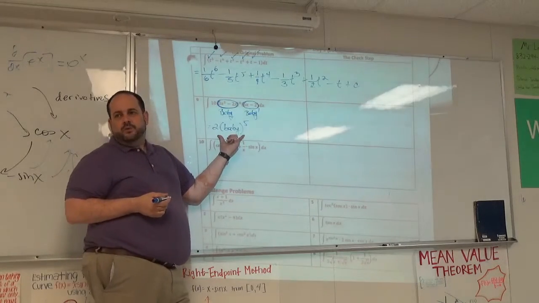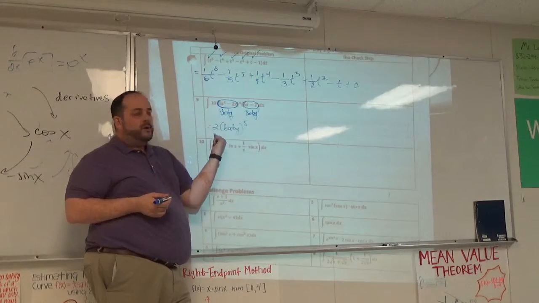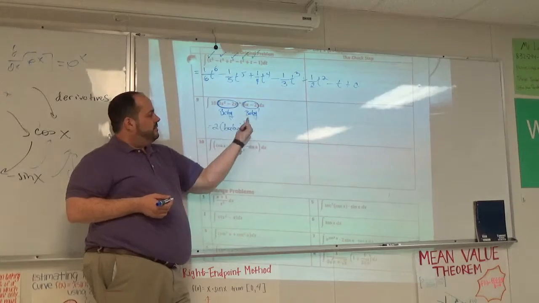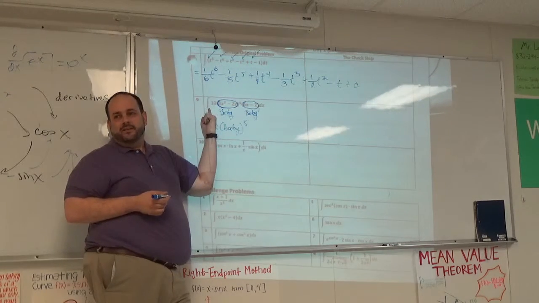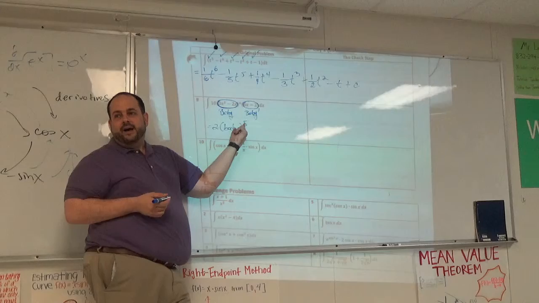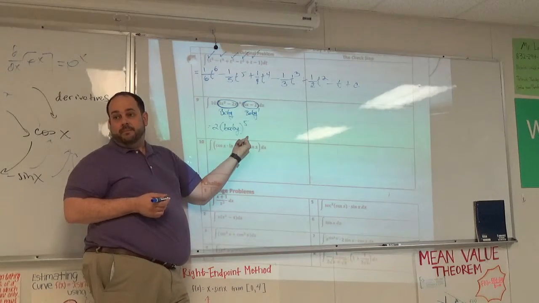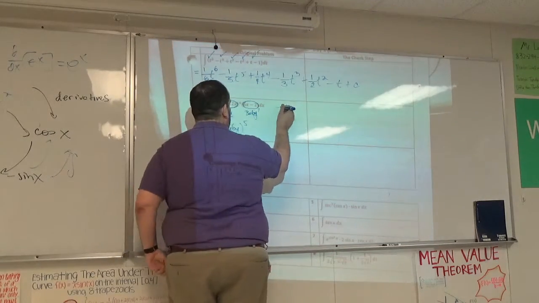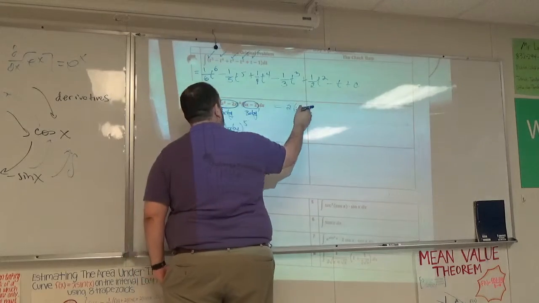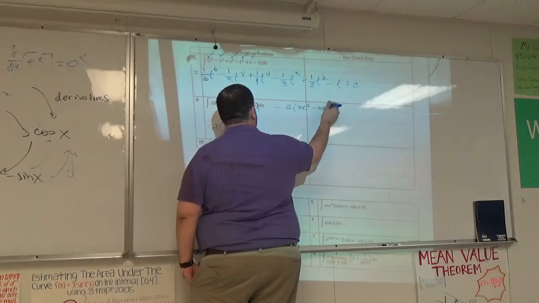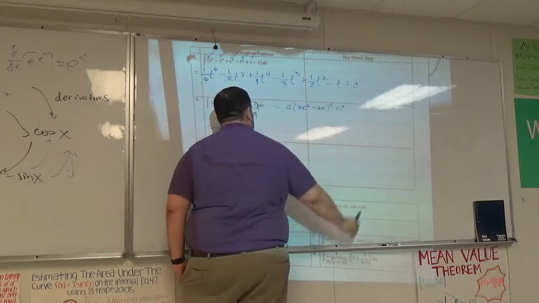Think about your derivative rule here. The derivative rule says bring that power down in front. 5 times 2 is 10, baby to the 1 less power, times baby prime. So the antiderivative here is really 2 times 3x squared minus 2x to the 5th, plus C.